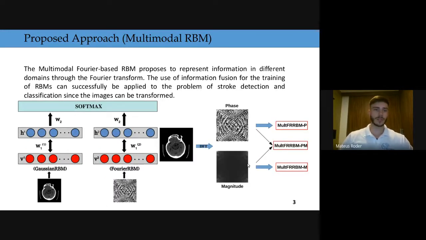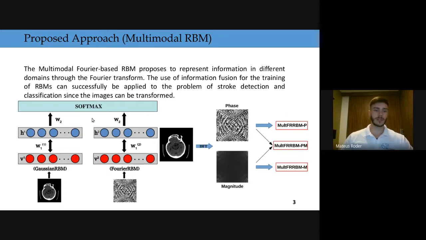Our proposed approach, named multimodal Fourier-based RBM, where RBMs are restricted Boltzmann machines, the shallow neural networks employed, proposes to represent information in different domains through the Fourier transformation. The use of information fusion for the training of RBMs can successfully be applied to the problem of stroke detection and classification, since the images can be transformed.